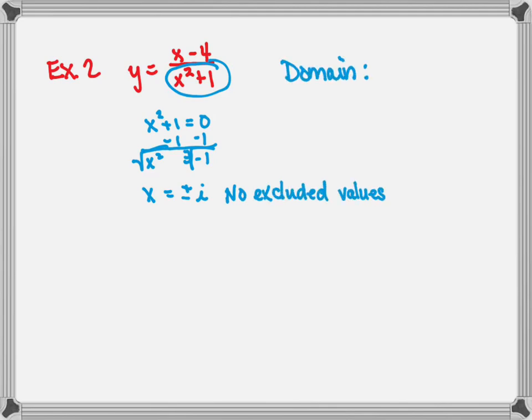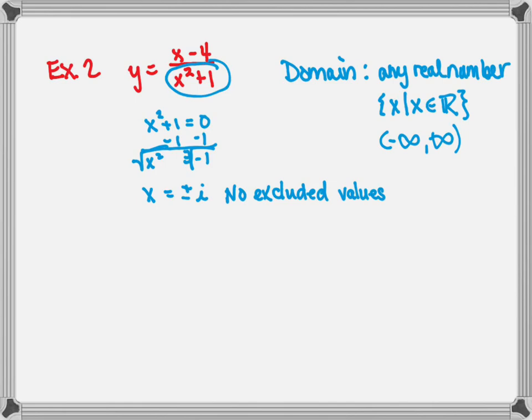That means my domain is any real number. Or in set notation, the set of all x values such that x is an element of the real numbers. Or in interval notation, it goes from negative infinity to positive infinity. And I have no vertical asymptote for this function.